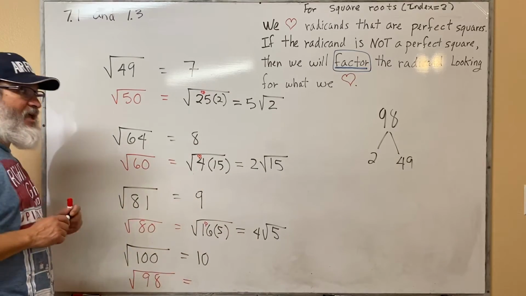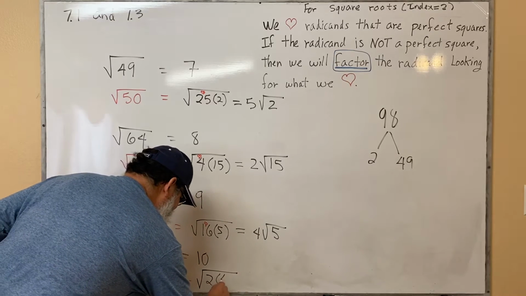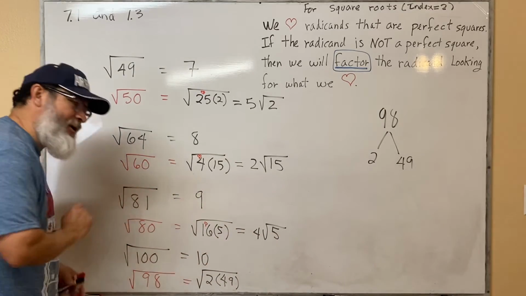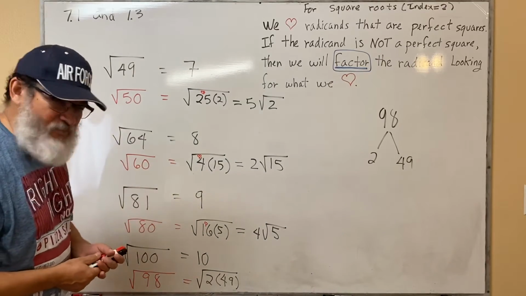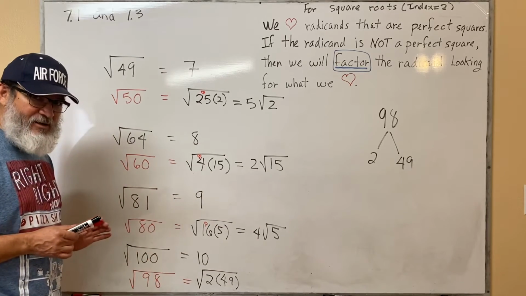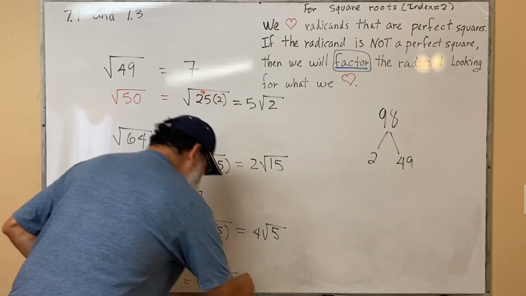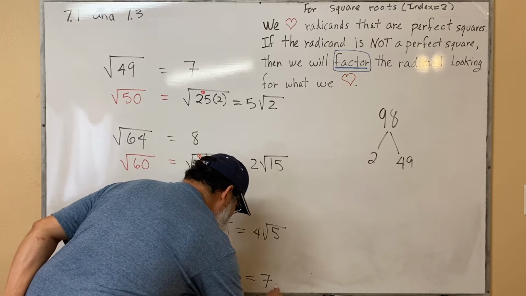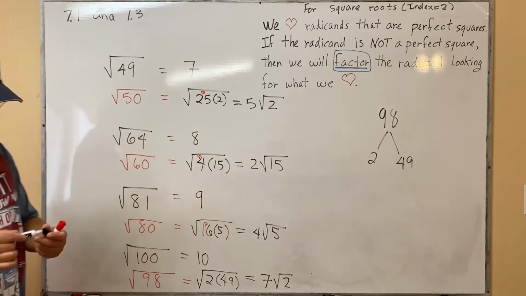The square root of 98 equals the square root of 2 times 49. You love the 49. Put a heart there. Because 49 is a perfect square. So what's the answer? I'm showing you how to simplify this one, this one, this one, that one. This is the way you simplify it. The answer is like this. A 7 comes out. The square root of 2. And there you go. Okay.